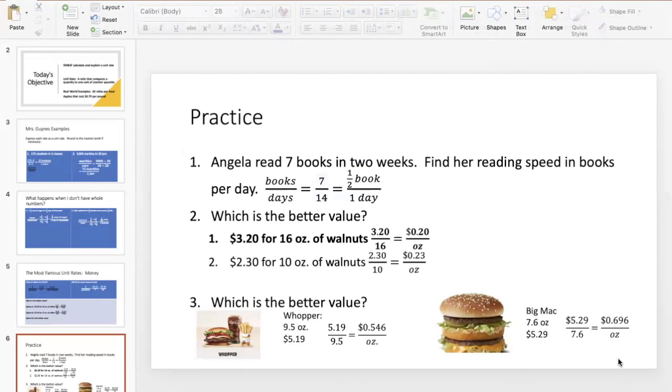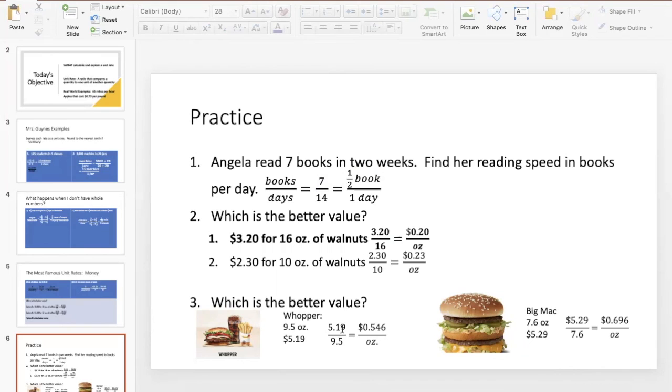And then this example, when I created it last night, I was a little hungry. So I looked up current prices and weights of 2 different restaurants' hamburgers. So at Burger King, the Whopper weighs 9.5 ounces with bun and all of the toppings, and it's $5.19. The Big Mac is 7.6 ounces and costs $5.29. I want to know which one is the better value according to the weight of the burger, right?